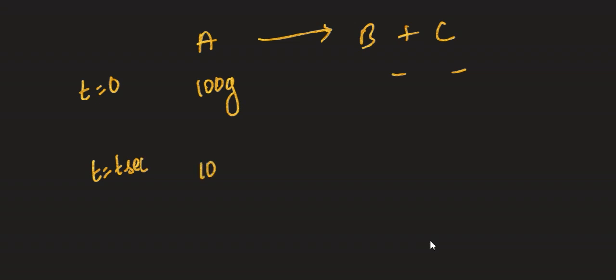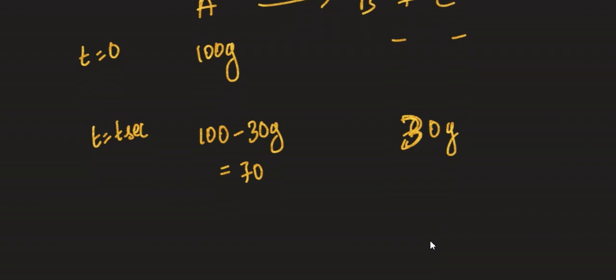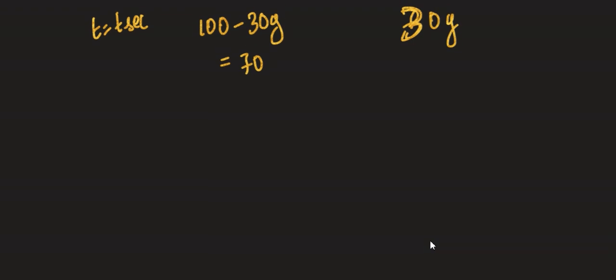Just now I said out of 100, only 30 grams is used for the reaction. That means leftover is how much? 70. And how much product can you see here? 30 grams of product you can see. So what does the second case say? That sometimes because of some errors, out of 100 grams only a little amount is going to be involved in the reaction. So if that happens, then what will be the formula?